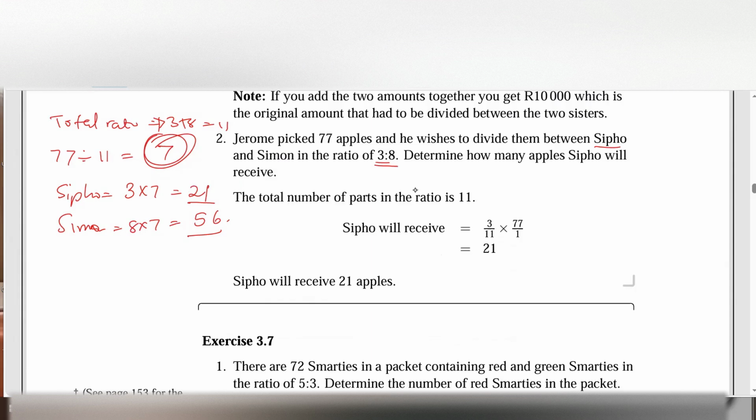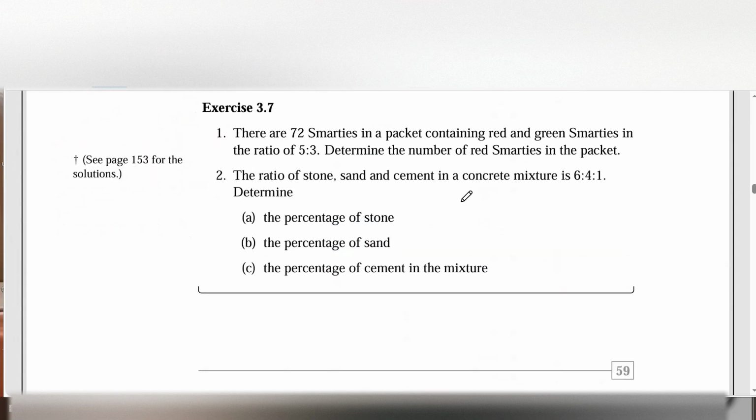But then the question was, how many apples will Sipo receive? Did we do anything wrong? That's 11, that is 7. Okay, so it is 21. Yes, 21 apples.